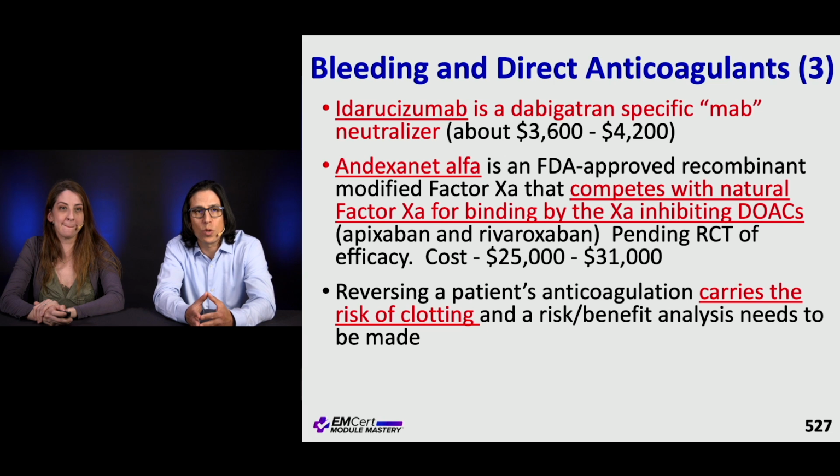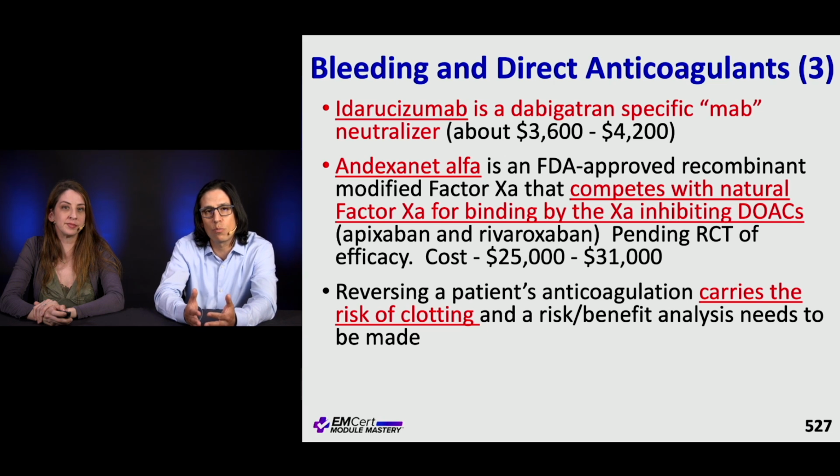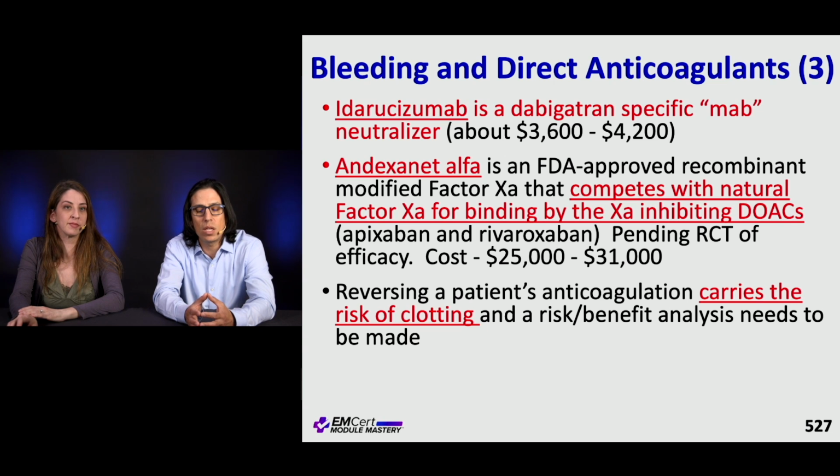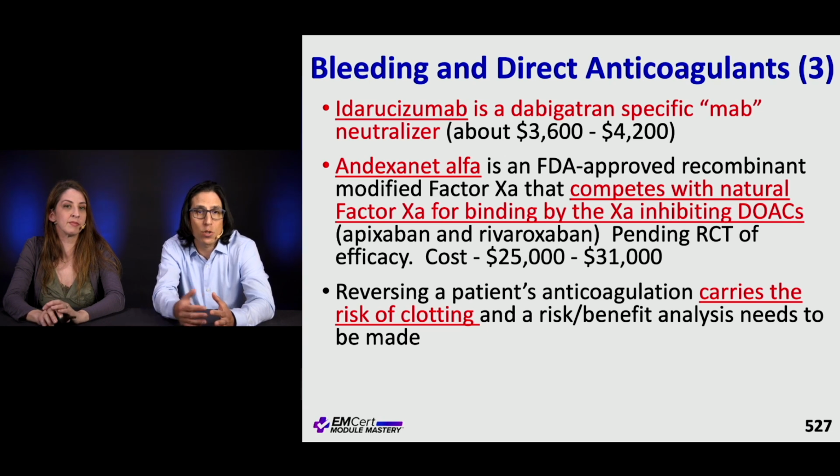There is an FDA-approved recombinant modified factor 10A, a non-prothrombotic factor 10A that competes with natural 10A and binds up the DOACs, and that's called andexanet alpha. It has been tested to show some early efficacy in normalizing bleeding tests, but it requires an initial dose plus a continuous infusion, and it's not totally clear what happens after that infusion is over. And always know that even if you use a non-prothrombotic antidote to reverse a patient's anticoagulation, there was probably a reason they're anticoagulated, and so there is some risk of clotting, and you need to undertake a risk-benefit analysis. This sometimes is an appropriate place for shared decision-making with the patient.